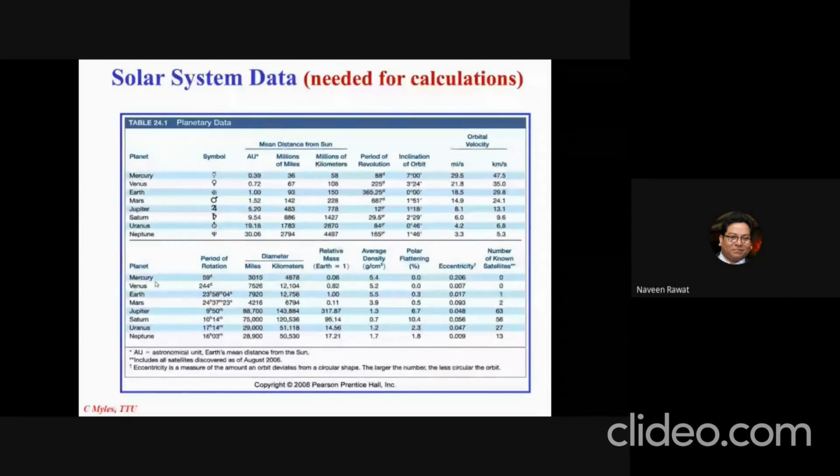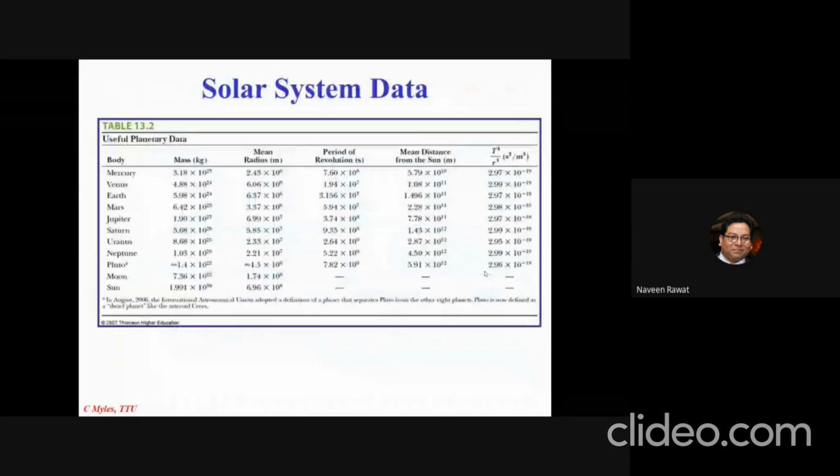You also have other important things that you can see on the third table. Here you are seeing basically the mass of each of the planets. We are also seeing some of the calculations of mean distance from the sun, and this weird quantity T square by R cube, which you will later on see in the course what it means.